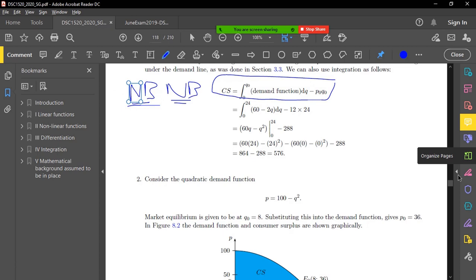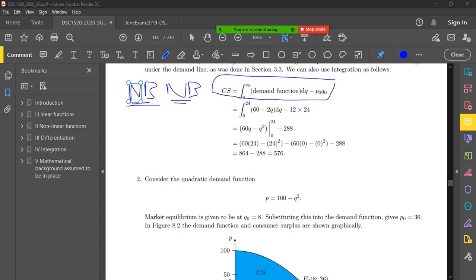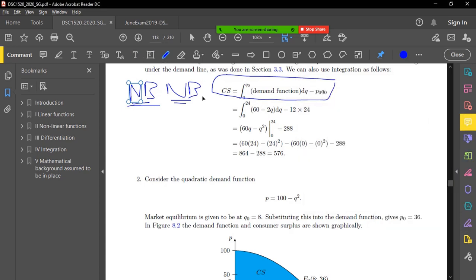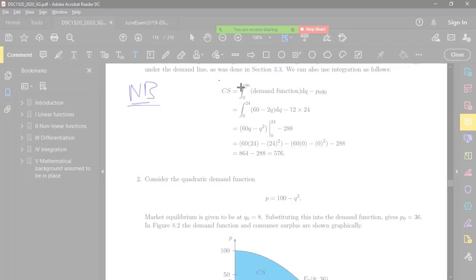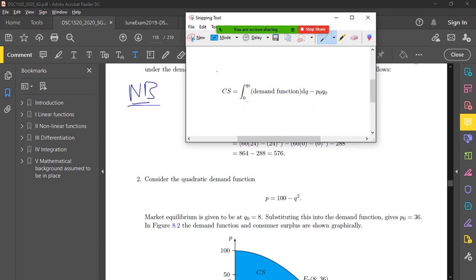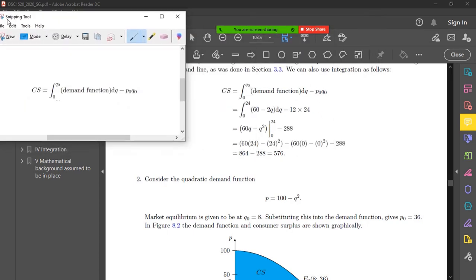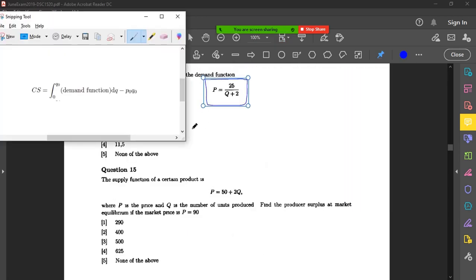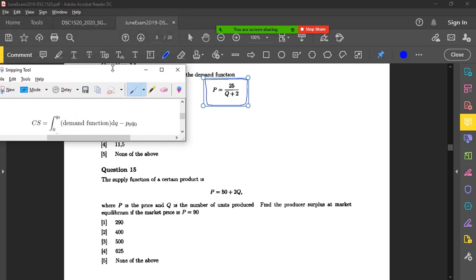How can we do this? Okay, let me do it this way. I want you to try this one, but obviously I want to write down the formula. So let me just get it. Okay, so let's copy that little bit. Okay, there's your equation. All right, let's go back to the question. There's the question. There's your equation.